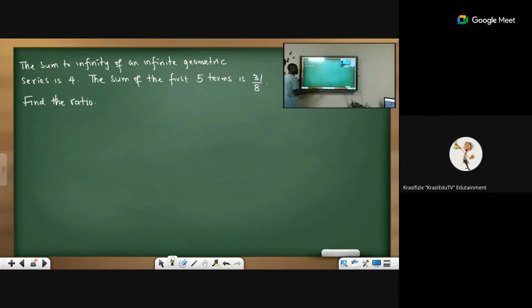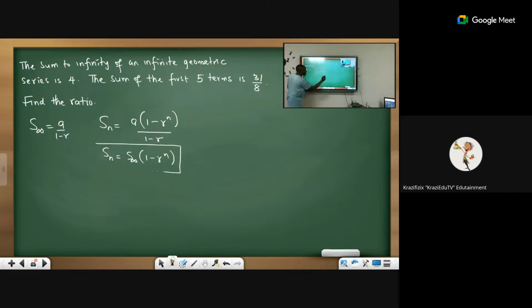Remember that my S infinity formula is a over 1 minus r. I'm using 1 minus r, right? So what is my Sn? It is a times 1 minus r to the power n, over 1 minus r. So I know my Sn is S infinity times 1 minus r to the power n. Now that's going to be my joker. What is my Sn? I know my n is 5. That is 31 over 8, 4.